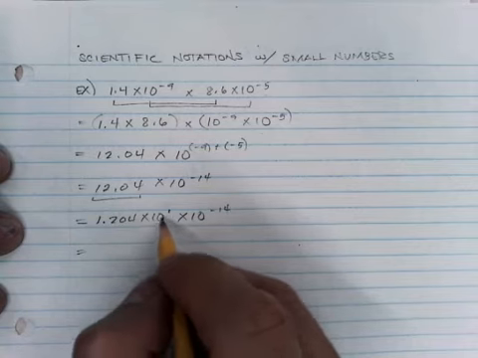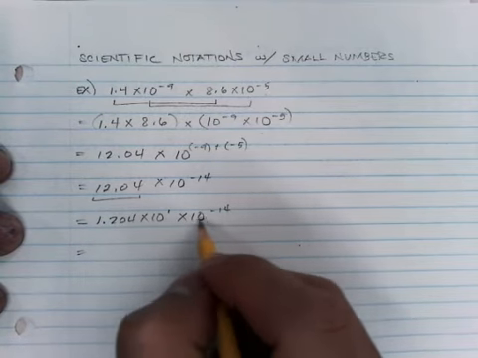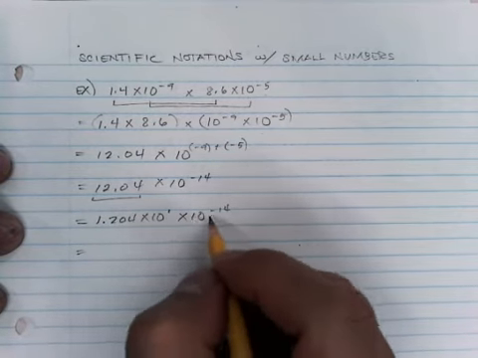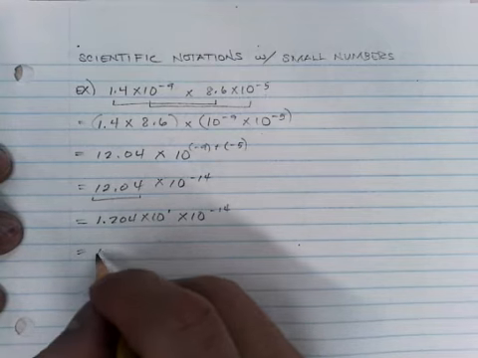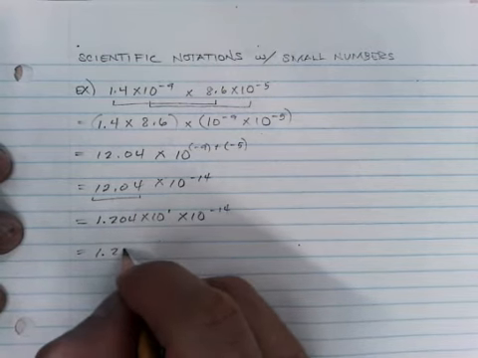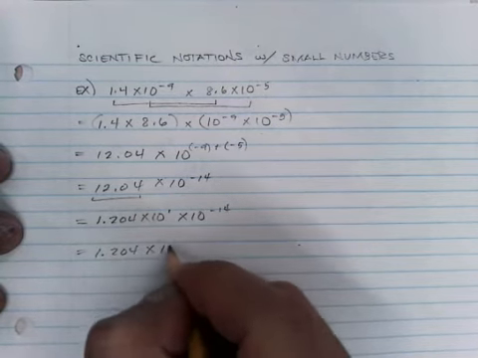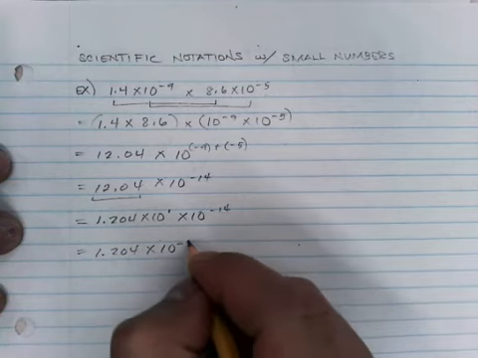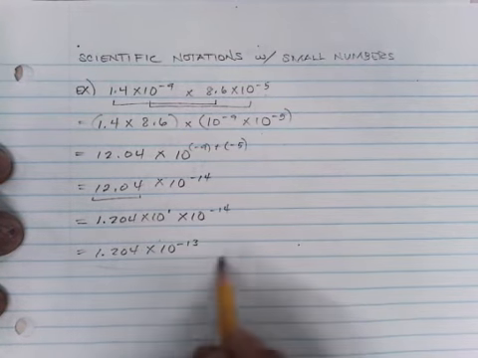And so now we add these exponents again because the powers are the same base. You multiply powers of the same base, add the exponents. And so our final answer is going to be 1.204 times 10 to the negative 13. Okay.